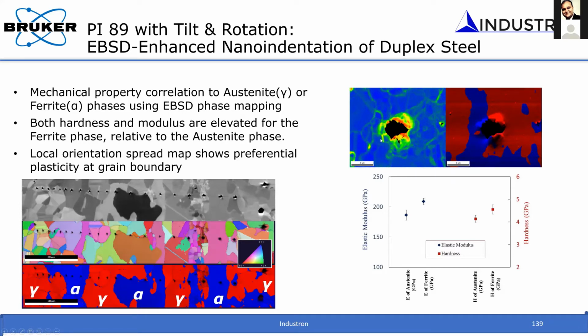Here you can also see the local orientation spread map shows preferential plasticity at grain boundaries. You can see the grain boundaries have much higher plastic deformation in this particular case. So it's very useful to understand the deformation behavior of materials with respect to different microstructures and phases.